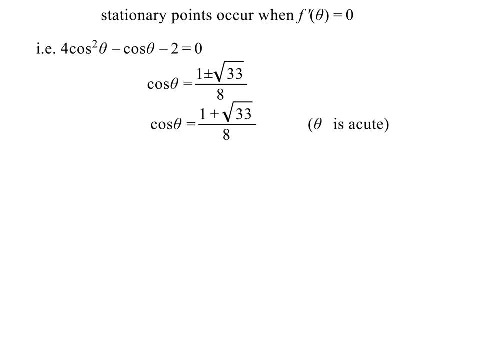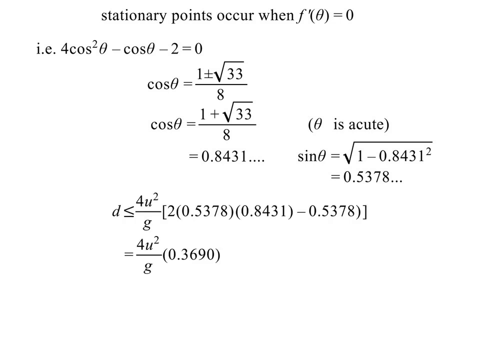I know it's plus square root of 33 because I'm firing it at an acute angle. Okay, I can now get cos theta down to being that lovely expression. It's about 0.8431. I'm actually more interested in sine theta. I need that as well, because if you look at what I'm substituting into, that turns out to be 0.5378. So D is less than or equal to that.